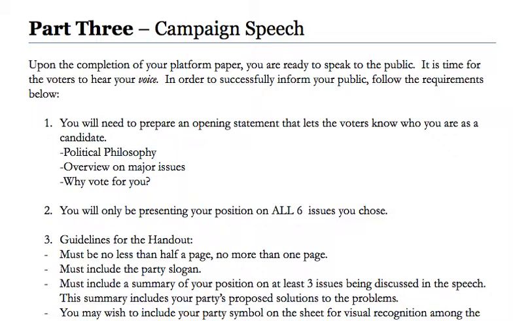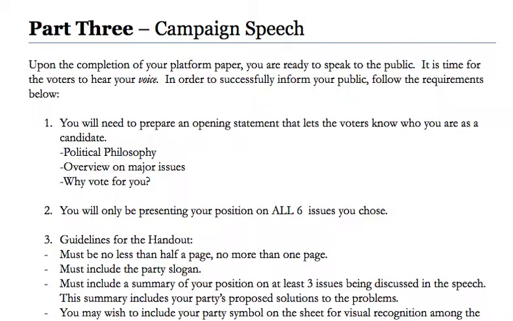All right, now is part 3 of your campaign project. So after completing your platform paper with your 6 major issues and explaining them, what is the issue, why are they important, and what are your solutions, you are now going to give a campaign speech. So after completing that, you're ready to speak to the public if you're actually running a campaign.